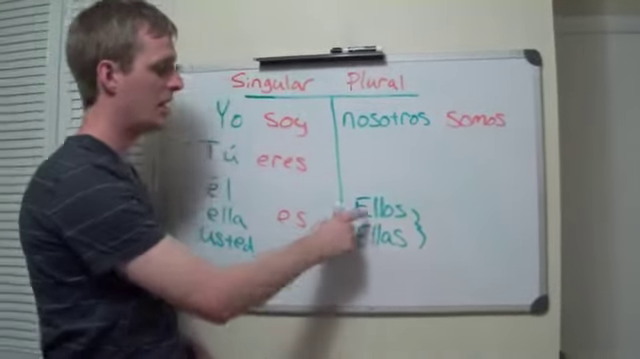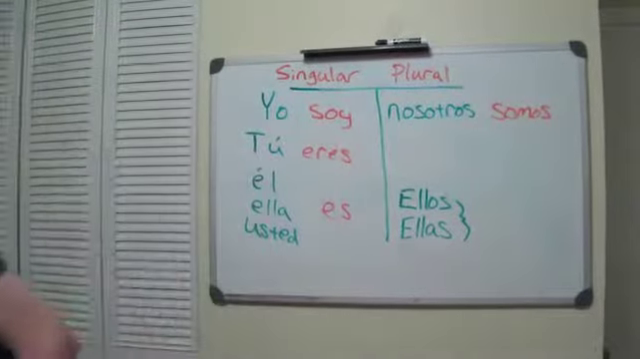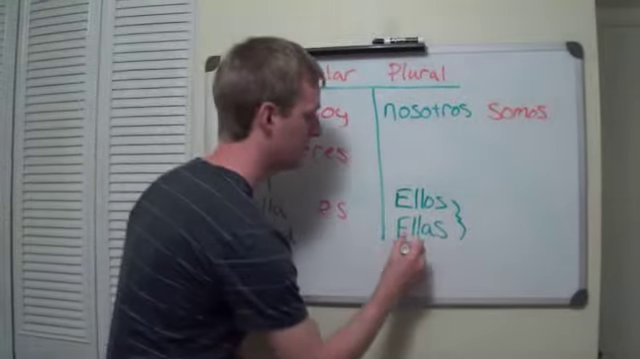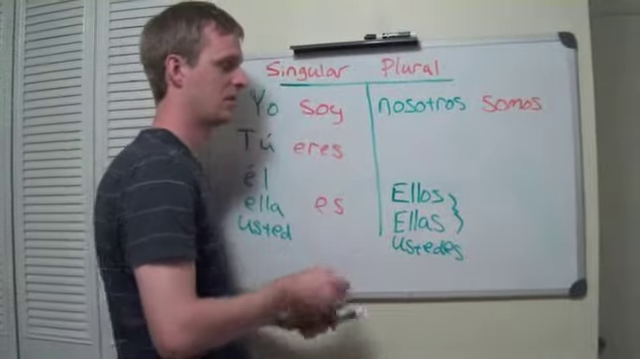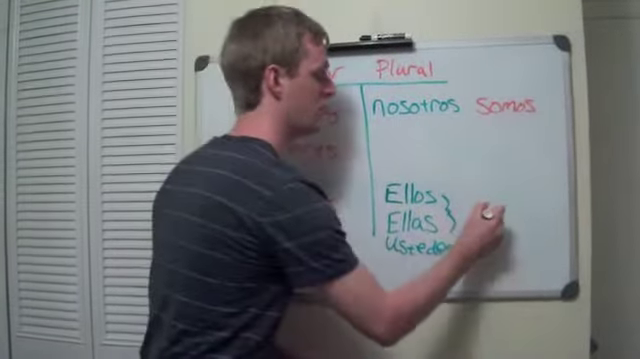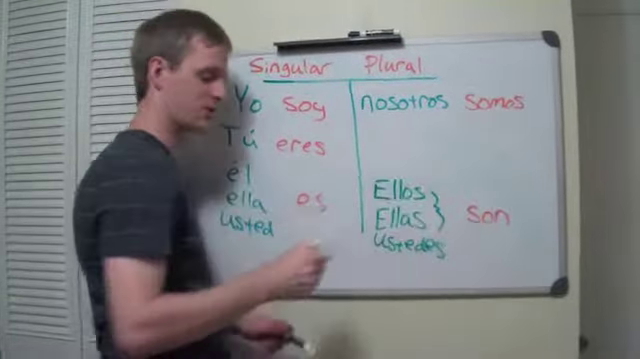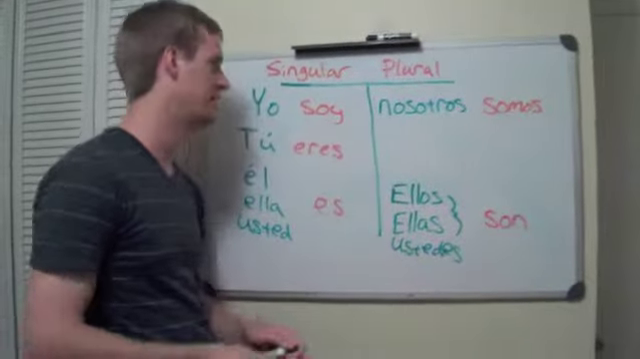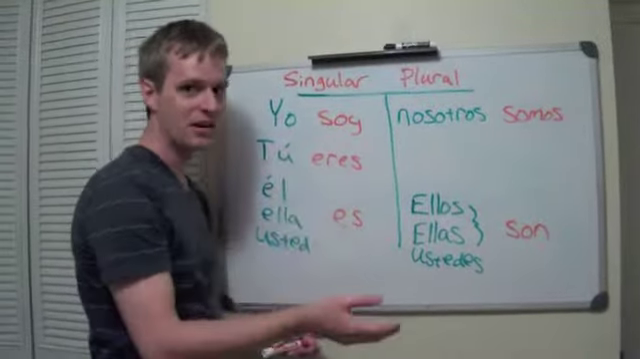somos, ellos, ellas, and I forgot one actually. Ellos, ellas, and ustedes. Then we come down here, son. Now remember, we're not using the vosotros form. That's only in España. So this is how you conjugate the verb ser.